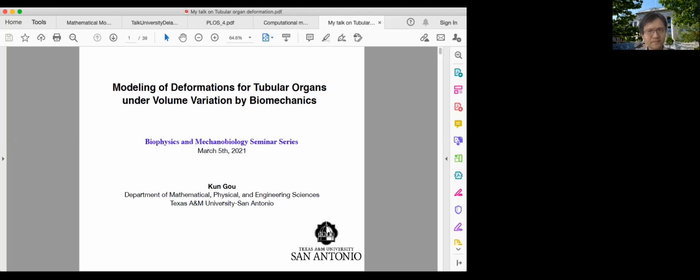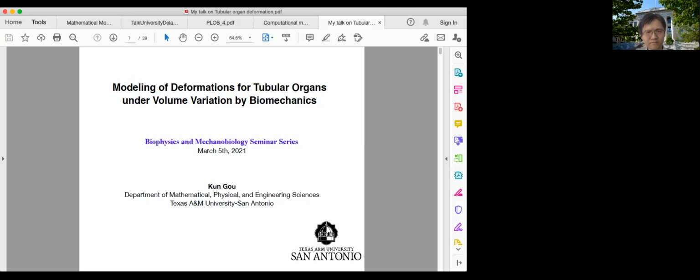And those tubular organs have very important functions. For example, they transport the air, like the airway and the trachea, and the fluid, like the blood vessels and the lymph vessels. Also, they transport the waste out of our body, like the intestine, or other materials. So the tubular organs are like our body highway network.